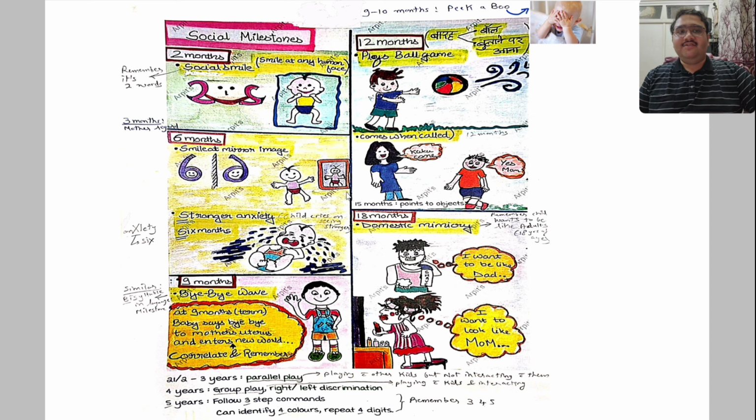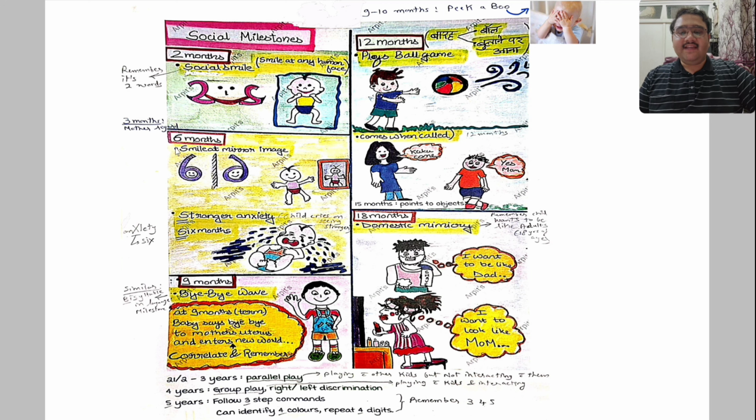Coming to the social domain, at 2 months, social smile, smiles at any human face. Remember, social smile is 2 words like this, or you can remember like 2 like this and make a happy space. Then at 3 months, mother regard.